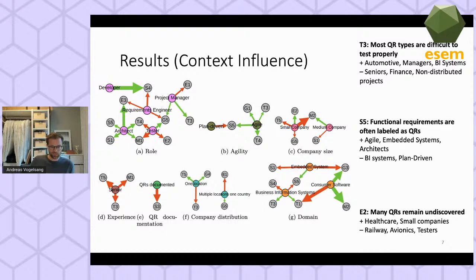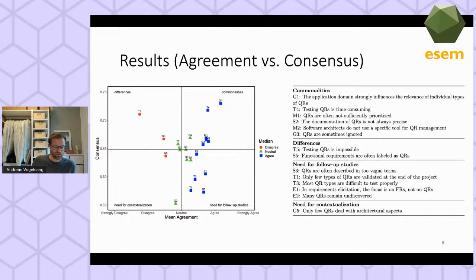In order to visualize this a bit more, we also came up with this kind of chart. In this chart, you see the different statements that we tested, and you see on the x-axis the mean agreement with the claim. On the y-axis, you see the consensus between the participants. The larger the consensus was, the more consensus there was within the participants. And we then categorized the statements into 4 different classes. The one on the upper right are basically commonalities. There's a large agreement also in practice that these are true statements. We also had differences, clear differences, where practitioners clearly said that this is not true.